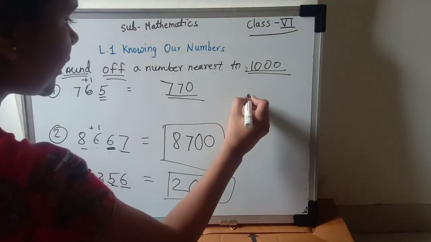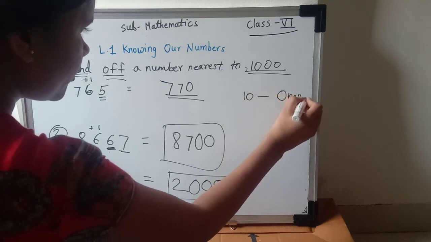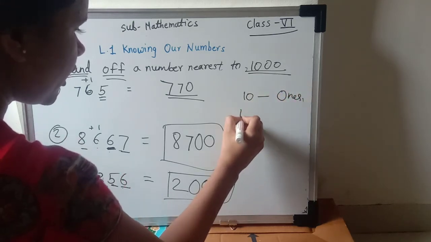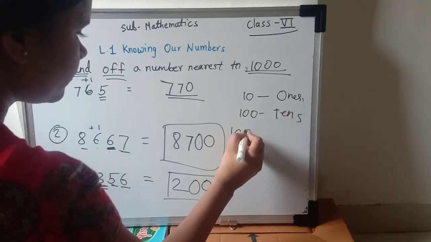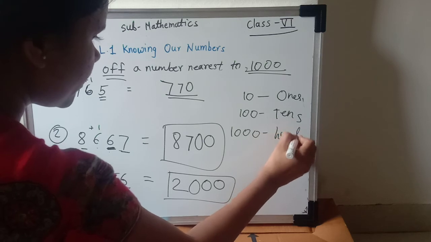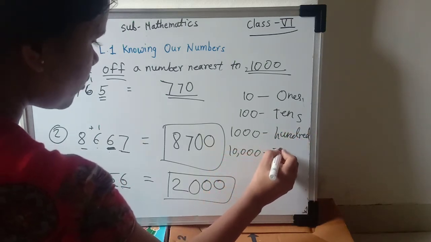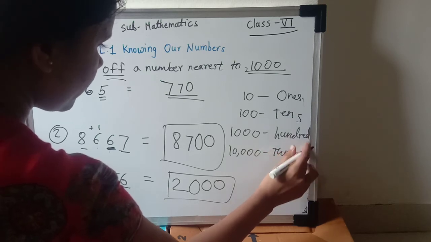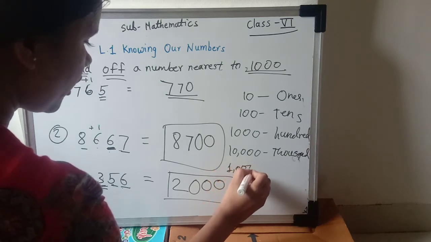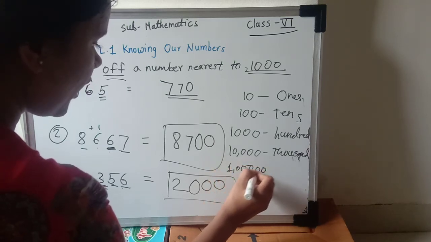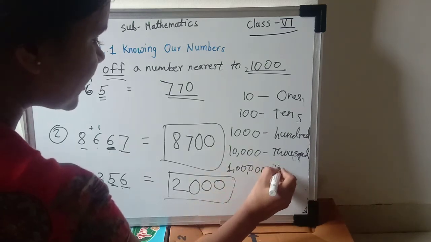Okay, here I'll write: nearest to 10, see ones digit; nearest to 100, tens digit; and nearest to 1000, 100 digit you have to see. For 10,000, 1000 digit. Okay, for 1 lakh, if you are rounding up the number nearest to 1 lakh, which place do you have to see? That is 10,000.